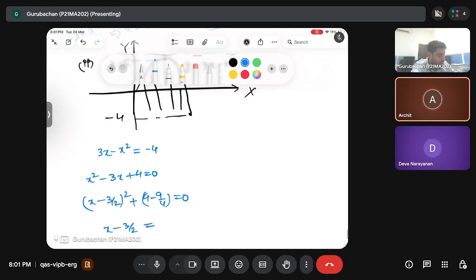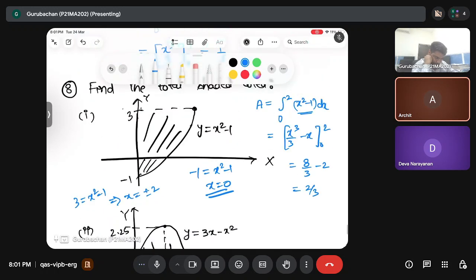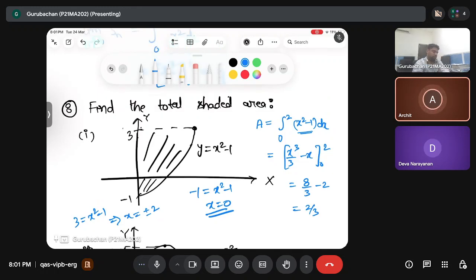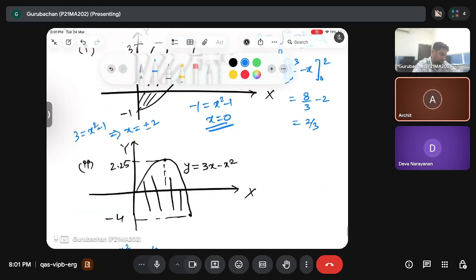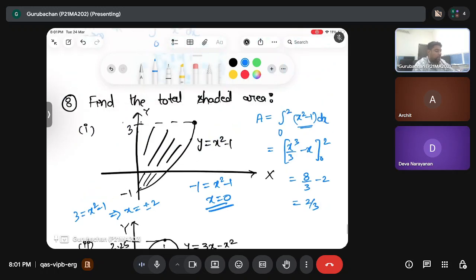Sir, can you hear me? Yes. Tell me. Sir, I was asking in the first question, you asked about the shaded region. So it will be 16 by 3, sir. And 2 by 3 is the area with the x-axis, not the shaded area. Why? Sir, whenever we do this kind of definite integration, we find the area lying between the x-axis and the curve, like y equal to x square, then the area with the x-axis. Okay.